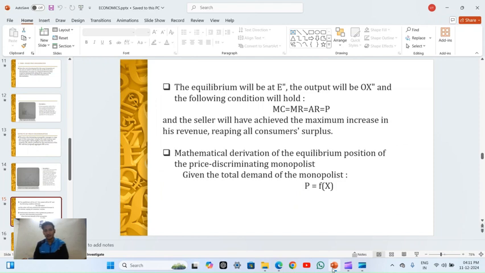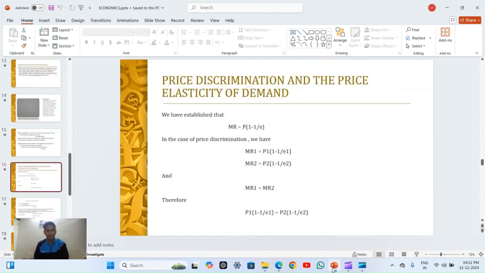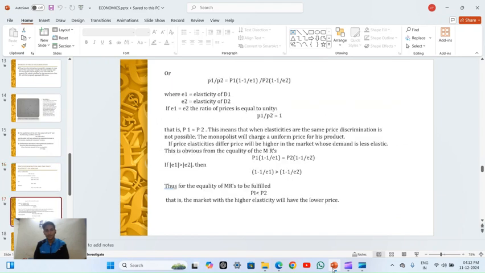Mathematically, derivation of the equilibrium position of the price discriminating monopolist, given the total demand of the monopolist, P equal to f(X). It is the price discrimination and the price elasticity of demand. So we have established that MR equal to P(1 minus 1 upon E). In the case of price discrimination, we have MR1 equal to P1(1 minus 1 upon E1), MR2 equal to P2(1 minus 1 upon E2), and MR1 equal to MR2, we already know. Therefore P1(1 minus 1 upon E1) equal to P2(1 minus 1 upon E2).